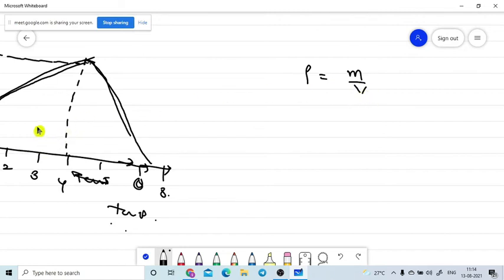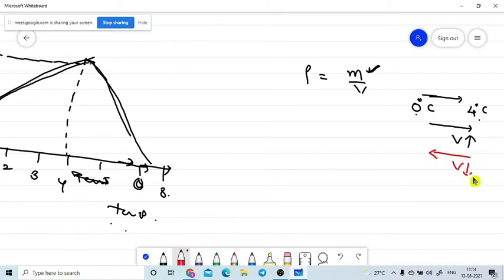So from where are we coming? From 0 to 4 degrees. Mass is always constant. So generally, moving from 0 to 4 degrees Celsius, we will expect that volume will increase. But water is showing peculiar behavior. Volume is decreasing. Are you getting or not?